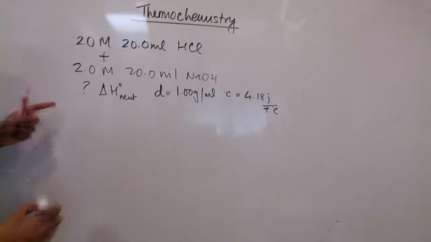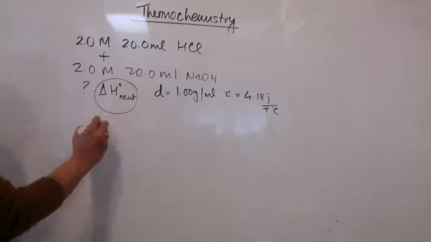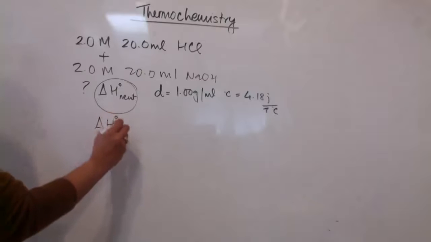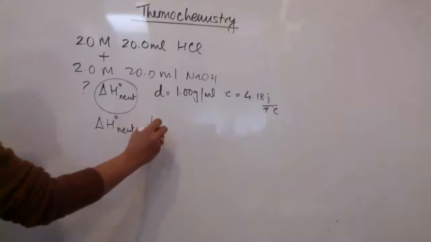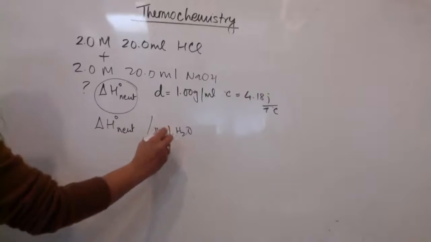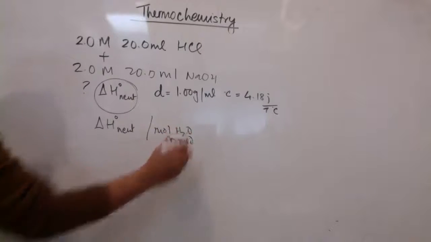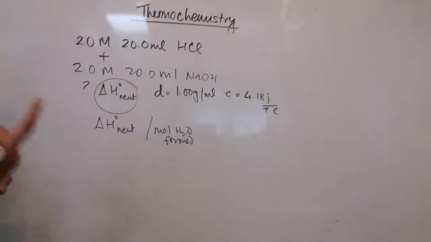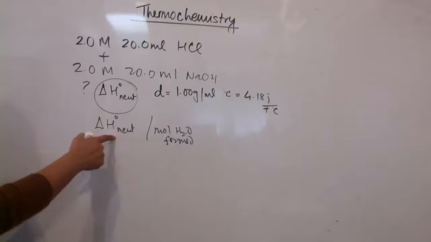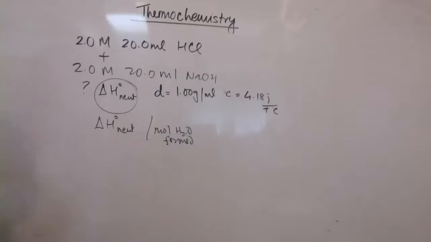Now, heat of neutralization, guys, is how much delta H° there is per mole of water formed. That is its technical definition. Like heat of formation is 1 mole of a substance formed, heat of combustion is 1 mole of a substance combusted, heat of neutralization is 1 mole of water formed.